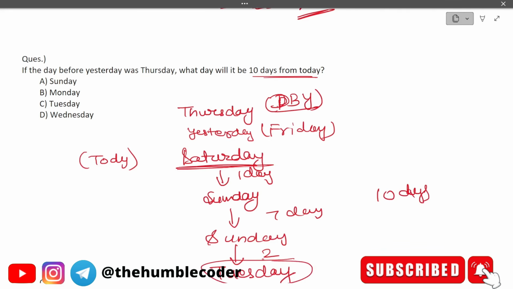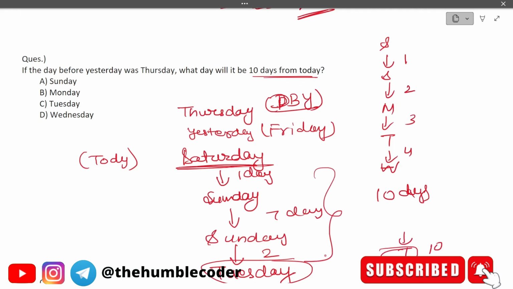Now guys, if you are not able to do it this way, you can even do it day by day. For example, today is Saturday, so start counting: day 1 Sunday, day 2 Monday, day 3 Tuesday, day 4 Wednesday. In this way you can reach Tuesday at the end on the 10th day, because sometimes these kinds of calculations might get messed up and you might get confused. So try to be extra sure that whatever you are calculating is correct. The correct answer for this question is option C. The 10th day from today is Tuesday.